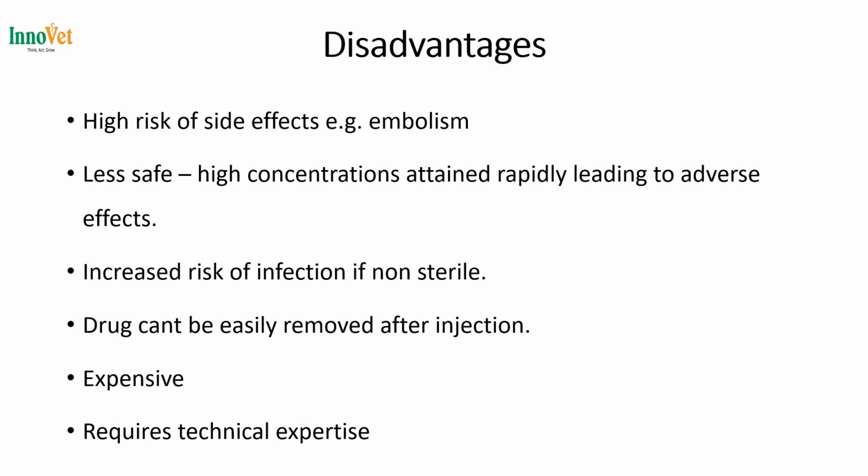If you give unknowingly, say they tell you to give 0.5 mils of ivermectin and you give 1 mil, that can cause adverse effects to the body, like great itching, fainting of the dog or the animal, and many others. There is increased risk of infection if the area is not sterilized or even the equipment being used, specifically the needle. Then the drug can't be easily removed after injection. It is also expensive due to the equipment needed, and it requires some technical expertise. If you don't know how to inject, it will be hard to use this route.